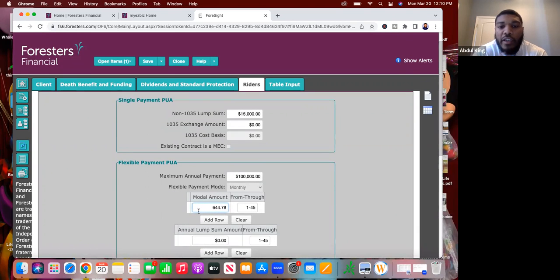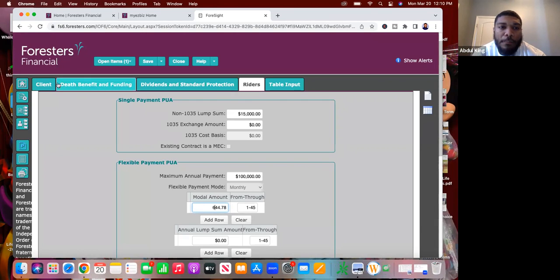Now this right here is the flexible payment PUA. This is the portion of the monthly premium that's going to go into the cash value. I typically like to do 60-40. 60% of the money is going towards the premium, the cost of insurance, and then the 40% is all going to the cash value, right?